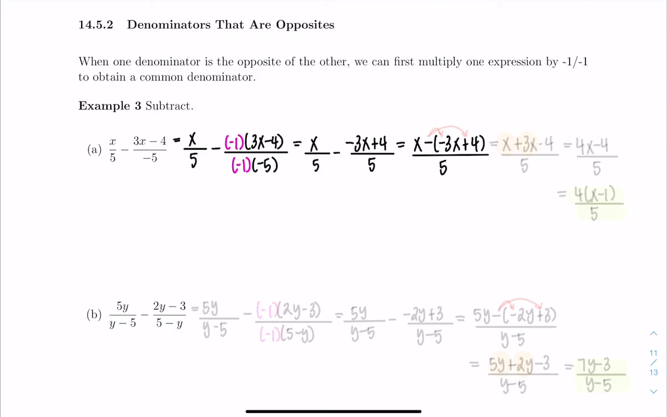And we just want to make sure that we distribute the negative to both pieces. And so we get x plus 3x minus 4 all over 5. And the last step is to combine like terms. I've got x and 3x, which gives me 4x minus 4 all over 5. And we could take a GCF out of 4. We have x minus 1 left over all over 5.